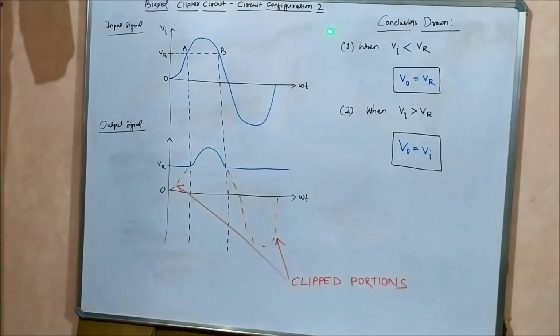So here we have discussed another circuit configuration of the bias clipper circuit, which again turned out to be a positive bias clipper.